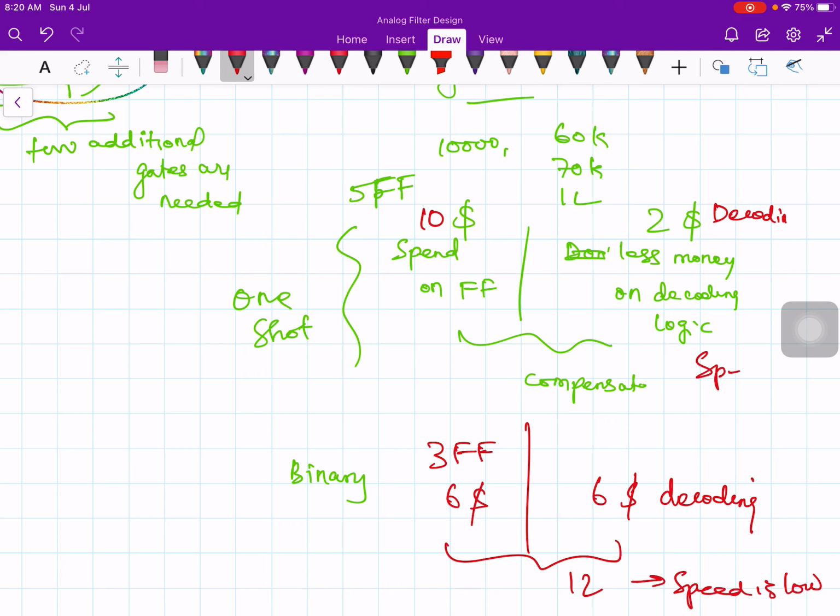But here speed is high. So that is the beauty. Somehow you compensate here or there.